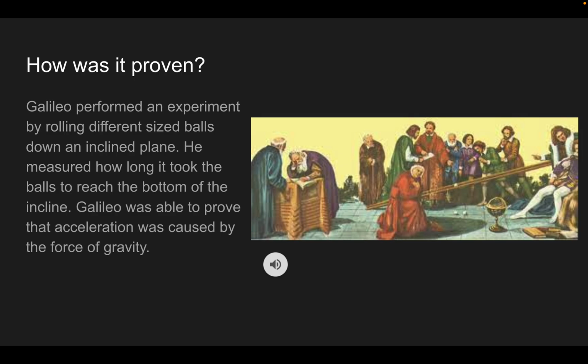Then he could measure the time that those balls got to the bottom, because it was slower than just dropping them straight down. What he found from this experiment was that the ball was moving because of gravity, and it had nothing to do with the weight. No matter what the weight was, if the balls were on the same incline, they would hit the bottom at the same time.